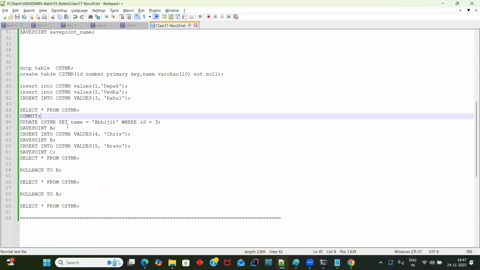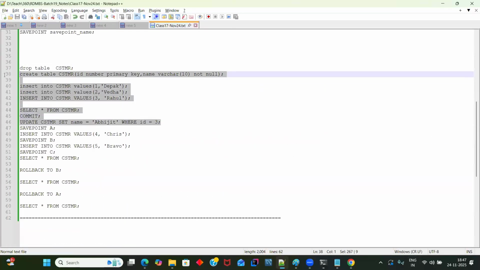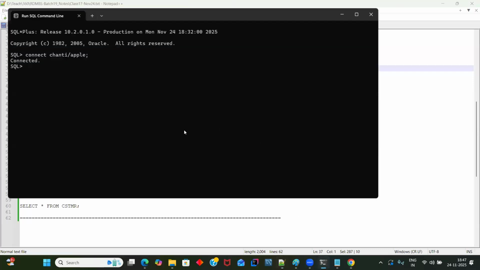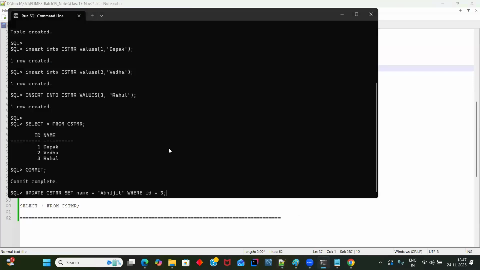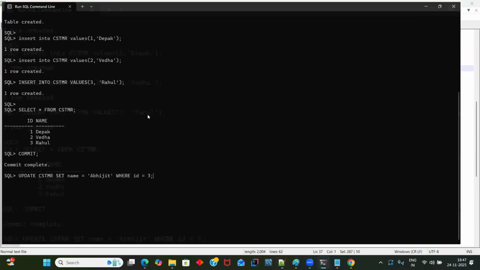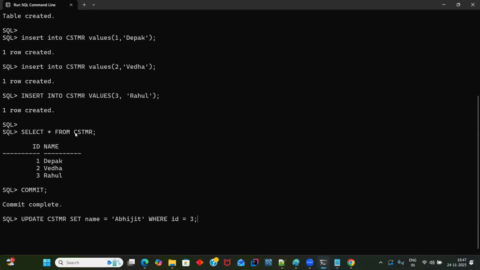So first of all, guys, I'll be creating one table. The table name is customers. Very simple table I was taking. So guys, can you see it? The table name is customers. ID and names are there. Customer ID 1, 2, 3: Deepak, Veda, Rahul. And after I saved three records, I did commit.